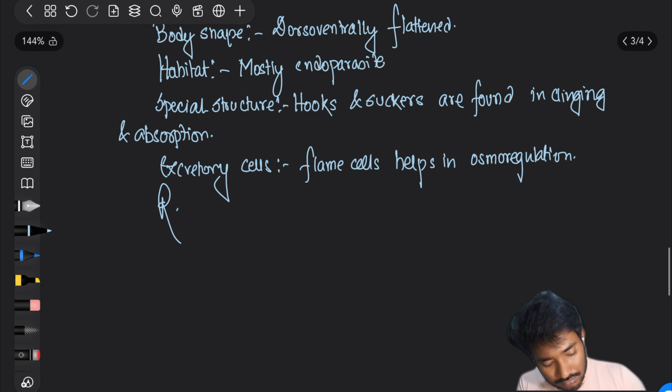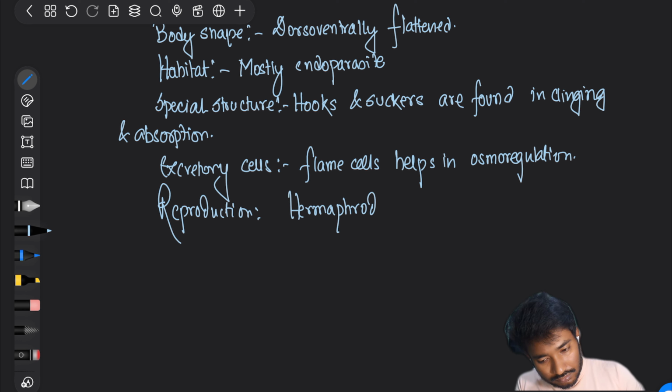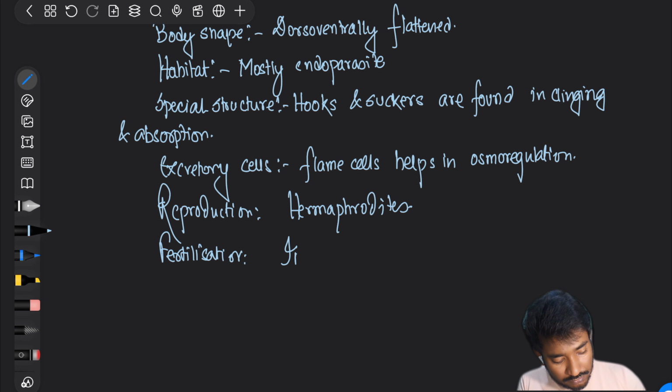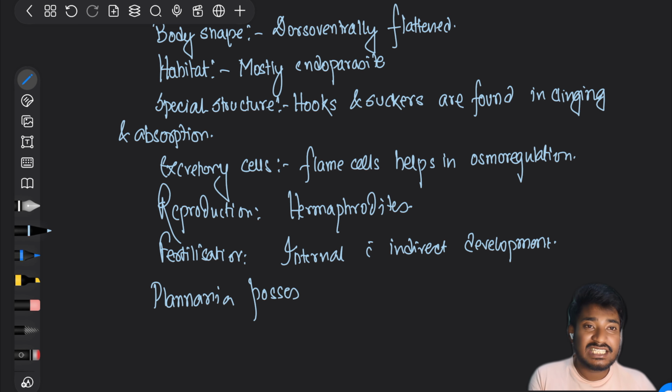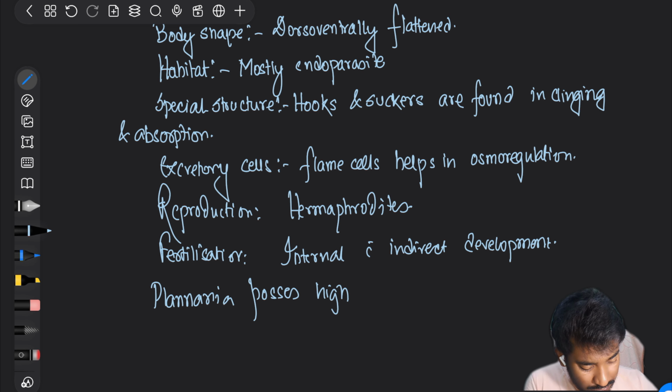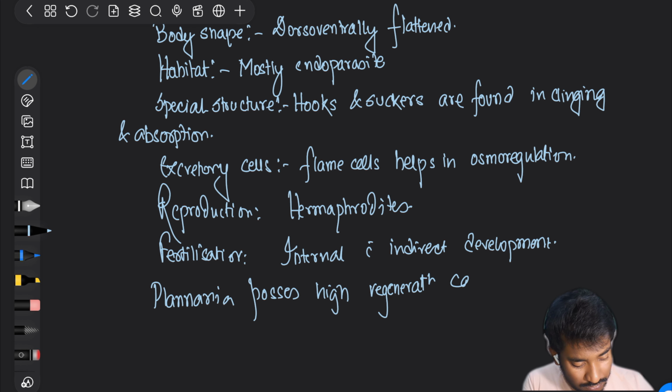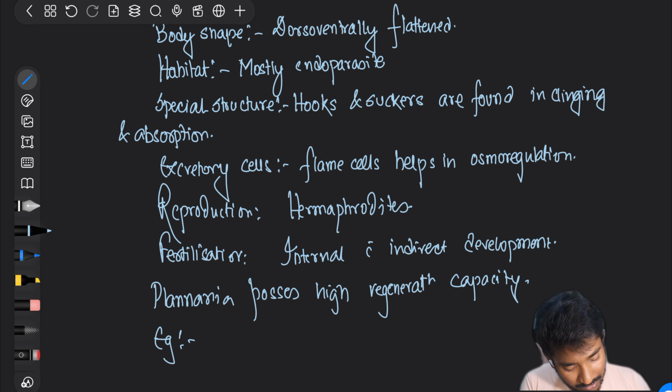Reproduction: hermaphrodites. Fertilization: internal, with indirect development. Planaria possess high regeneration capacity. Okay, so it can form its body organs very fast if it gets cut, or it can regenerate very fast. Example: Taenia, Fasciola, Planaria.